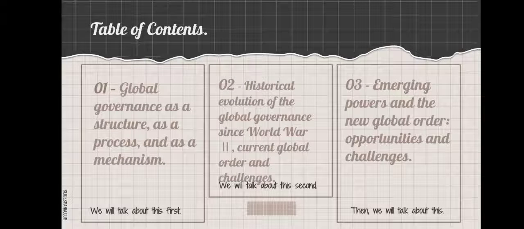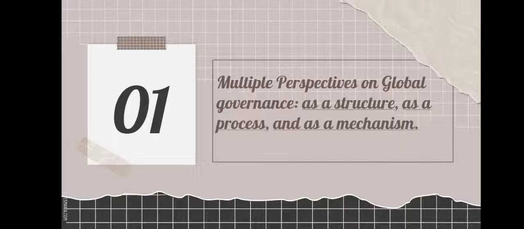So this is the table of contents. First, global governance as a structure, as a process, and as a mechanism. We will talk about this first. Second, the historical evolution of global governance since World War II, and the current global order and challenges. We will talk about this second. Third, emerging powers in the new global order, opportunities and challenges. Then we will talk about this. So first is the multiple perspectives on global governance as a structure, as a process, and as a mechanism.